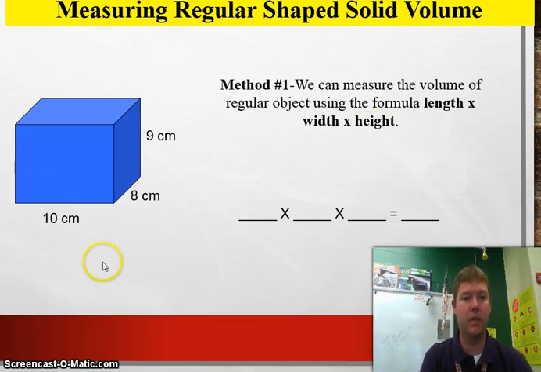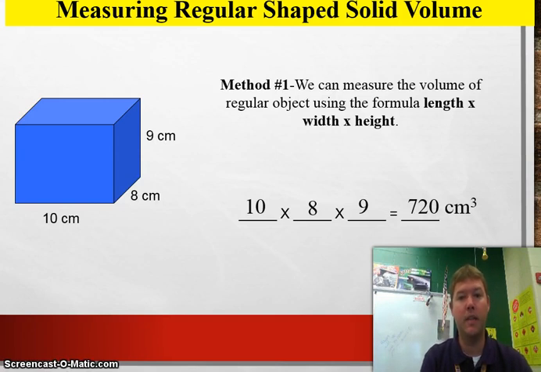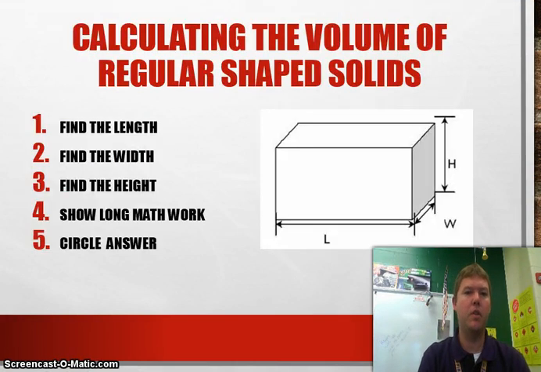Let's take this one for example. We have a cube that has 10 centimeters by 8 centimeters by 9 centimeters. So we plug in each of those numbers. So 10 times 8 times 9, you are going to get 720 centimeters cubed. That is the volume of that object. A little easier to do than the irregular shaped objects. There is no conversion because when you take centimeters times centimeters times centimeters, you're already getting centimeters cubed, a three-dimensional object.